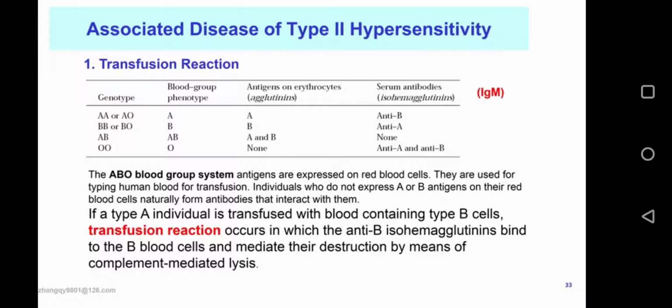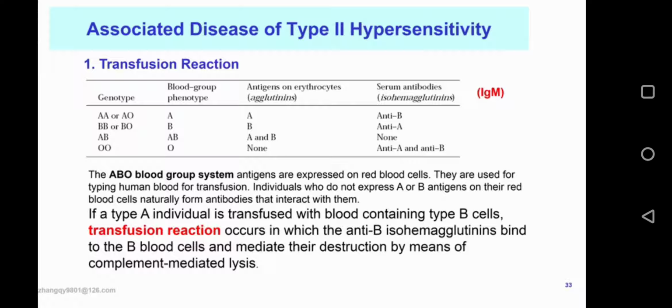Because they have the anti-B antibody, this individual as a recipient can only receive red blood cells that are A, right? If they receive B red blood cells, the antibody will bind to the red blood cells and cause the cells to die. That is very, very dangerous. Okay? So as a doctor, you should confirm the antigen. You should confirm the right phenotype before the transfusion.